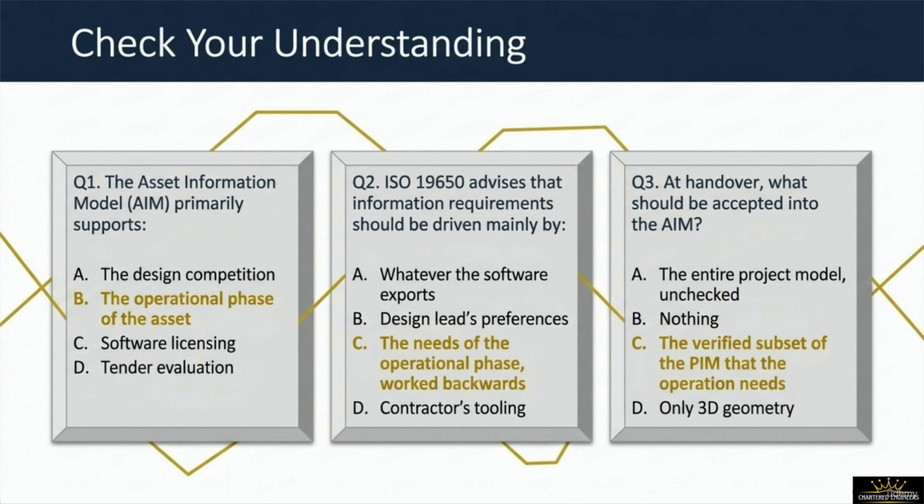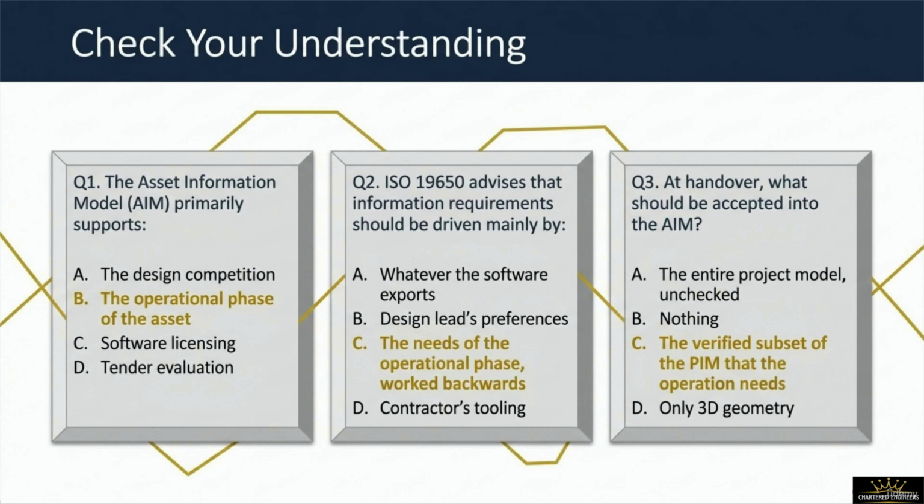Question 2. ISO 19650 advises that information requirements should be driven mainly by what? The choices are whatever the software exports, design lead preferences, the needs of the operational phase worked backwards, or the contractor's tooling. The correct answer is C. We always work backwards from operational needs.